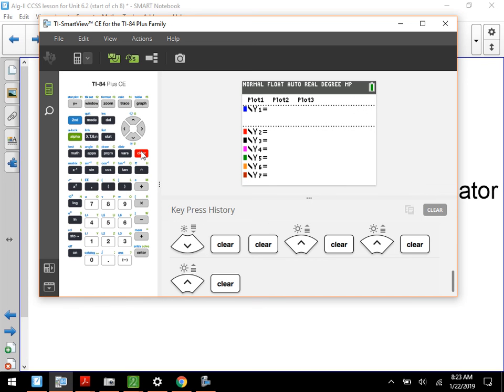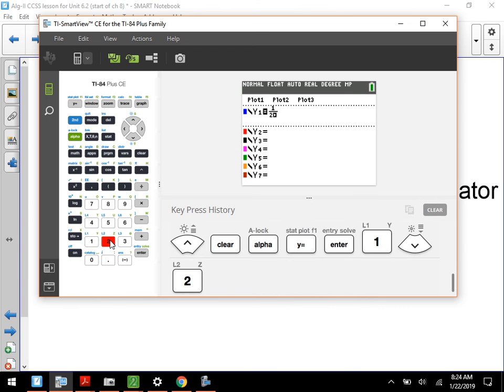Take your calculator real quick. Just type in the y equals table. Do an alpha y equals. We'll do a fraction of 1/2. And then we'll do that to the x.